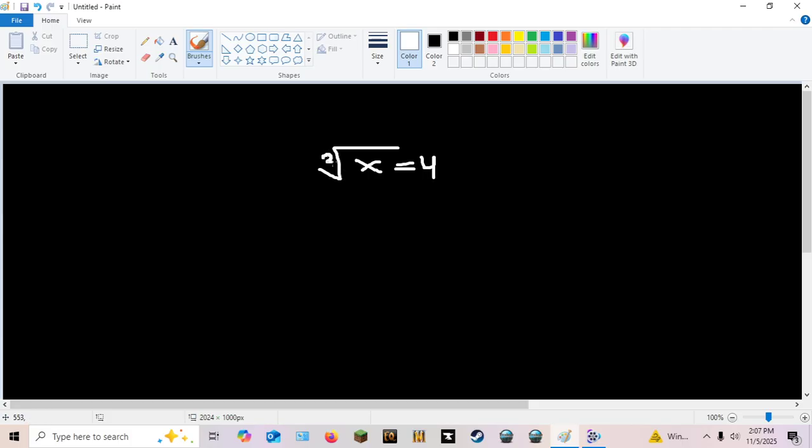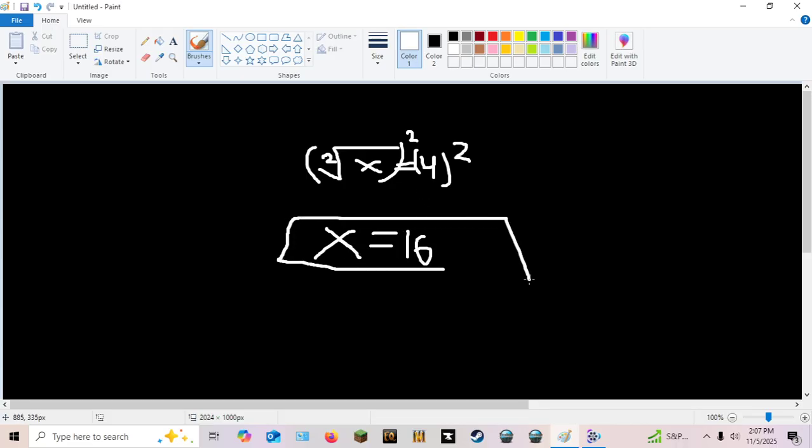Now it has an index of 2. So if it has an index of 2, that means I need to square both sides. Meaning that the 2's will cancel, giving us x by itself. 4 squared is 16. That means x equals 16 is the answer.